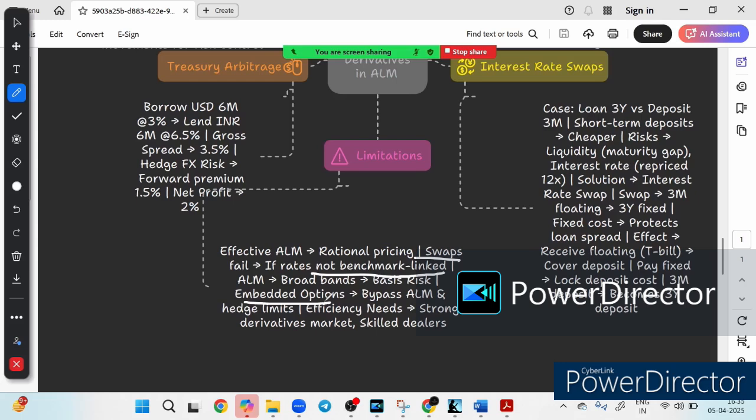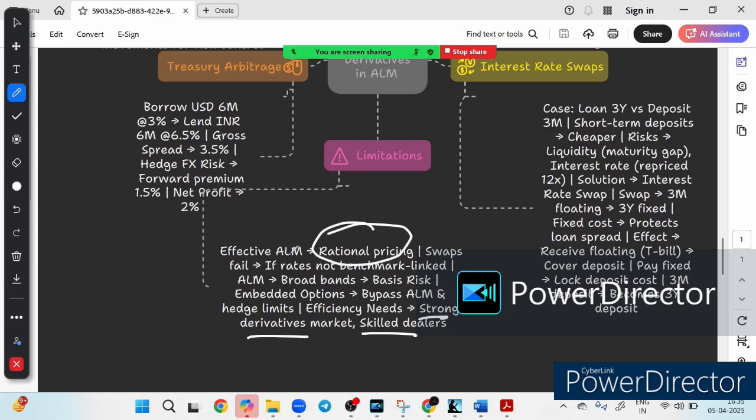Suppose I took the loan and I prepay the amount. Suppose I have a deposit and I ask for immediate withdrawal, premature withdrawal. These are called embedded options. These embedded options can bypass ALM and hedge limits, right? So what is the solution? The solution is a strong derivative market, skilled dealers, and efficient risk management. This is the solution. So the first limitation of derivatives is that they require rational pricing.